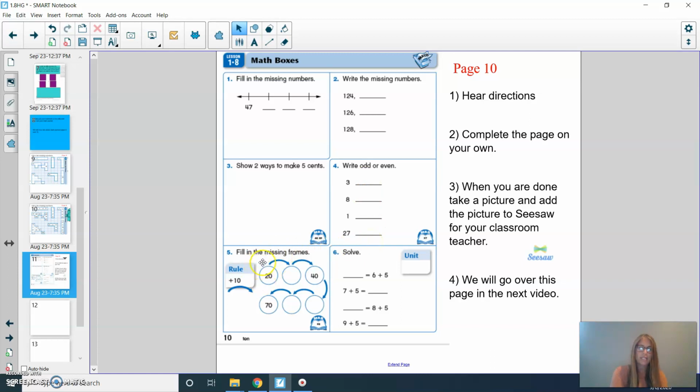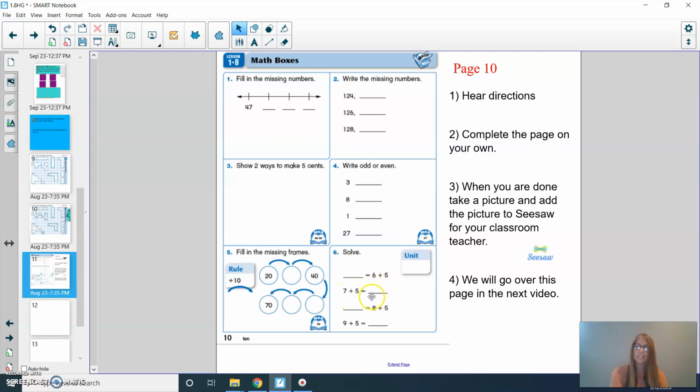And then fill in the missing frame. So if I'm at 20 and I add 10, think about what number is going to come next. If I'm at 40 and I add 10, and keep going to plug in those numbers that are coming next. And for my last one, I'm solving. So something equals 6 plus 5. So I can think, what's 6 plus 5? But I'm going to write down my answer right before it.